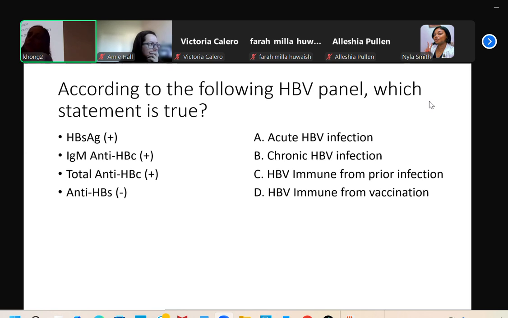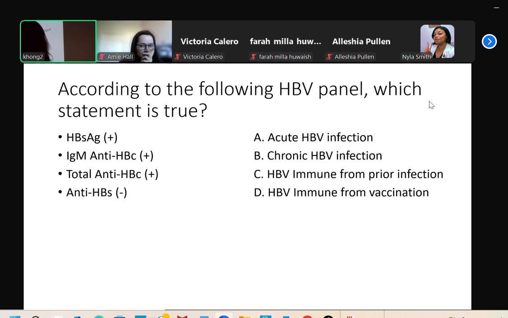So thoughts were acute Hep B infection. To me, the first thing I want to ask is, are they infected or are they immune? The marker that tells me about infection is the surface antigen, right? The marker that tells me about immunity is the surface antibody. Those are always what I look at first, because this doesn't mean anything until I understand the context.